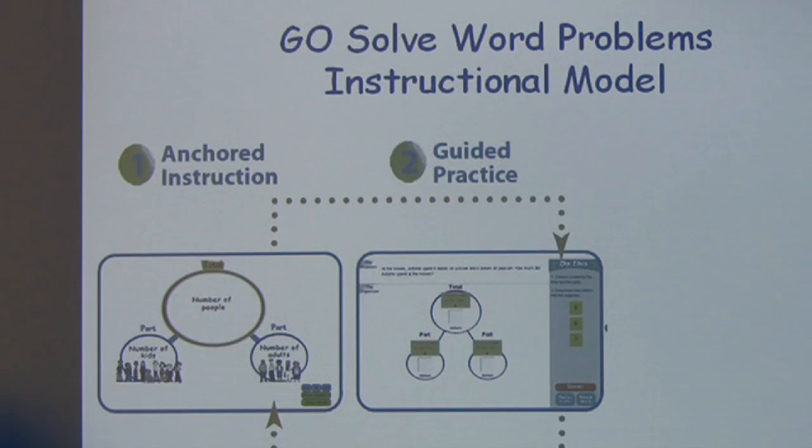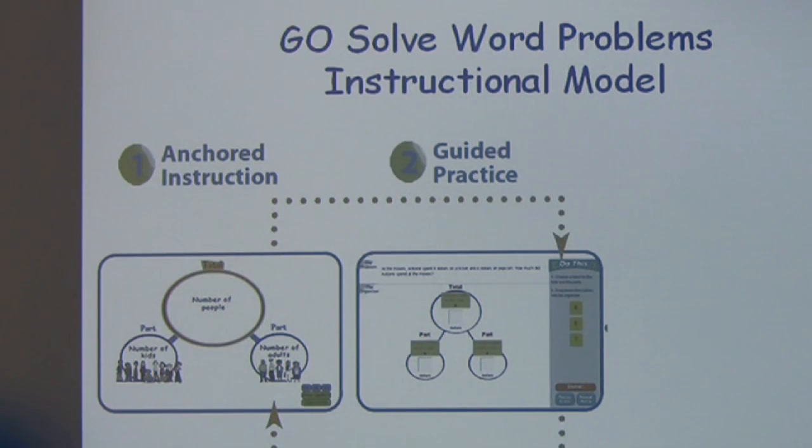In the guided practice phase, students are presented with a problem. Initially, they're given the appropriate graphic organizer, but then they're stepped one step at a time through the word problem. At each step, they're given corrective feedback if for any reason they don't come up with the correct response. So we'll take a look at what that looks like.